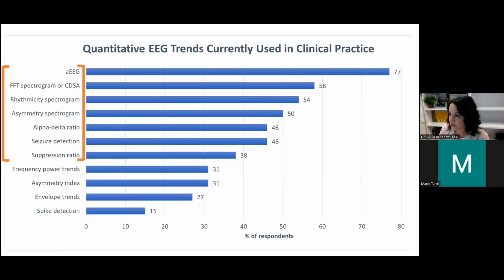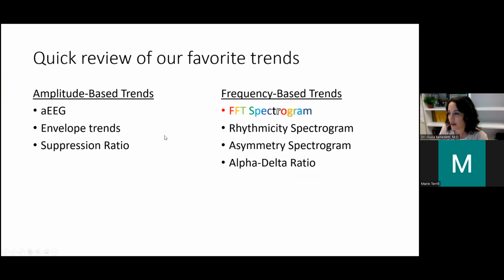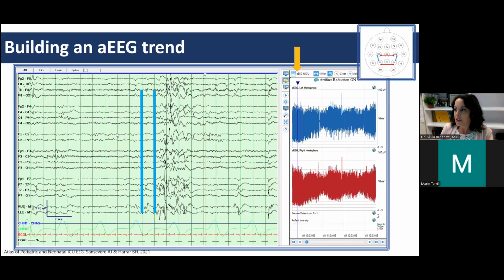Moving on to our trends and how we're using them, we're going to do a rapid review of how these trends are built from the raw EEG, just to frame the discussion. I like to break it down into the amplitude-based trends and the frequency-based trends. The amplitude-based trends describe how the EEG waveform varies over time. Our amplitude integrated EEG, or aEEG, is the one that we've been using the longest. It's often applied in neonates, so this is a neonatal example.